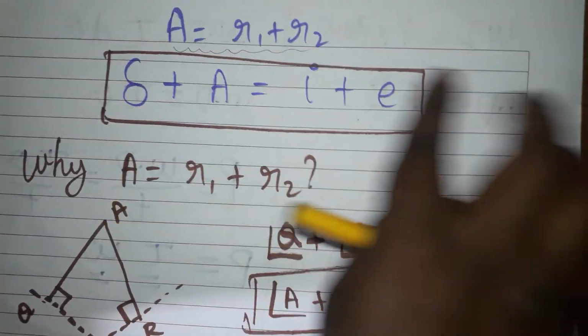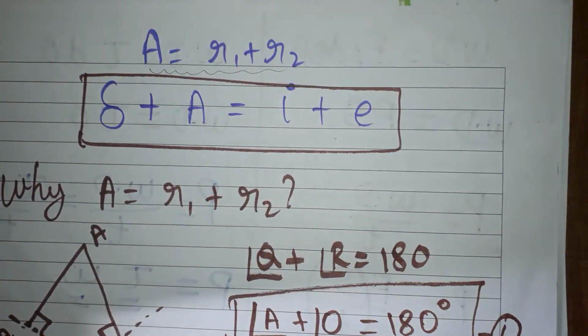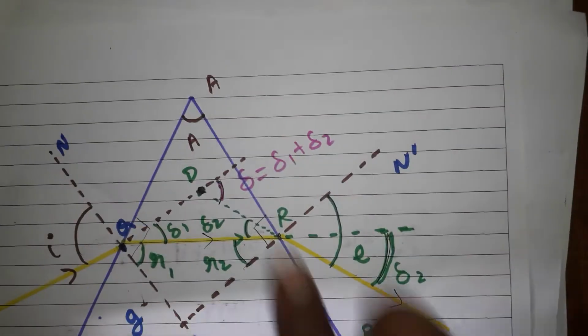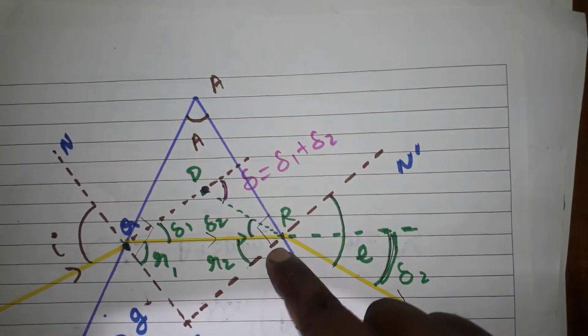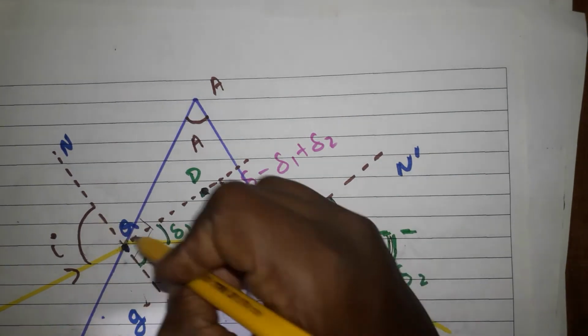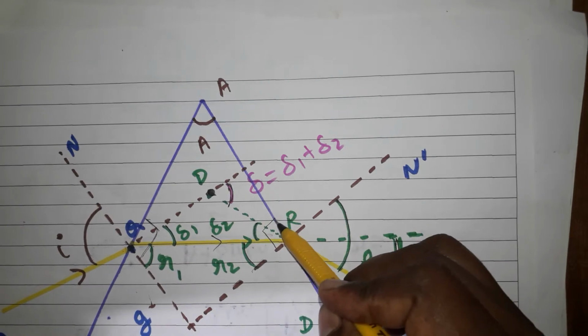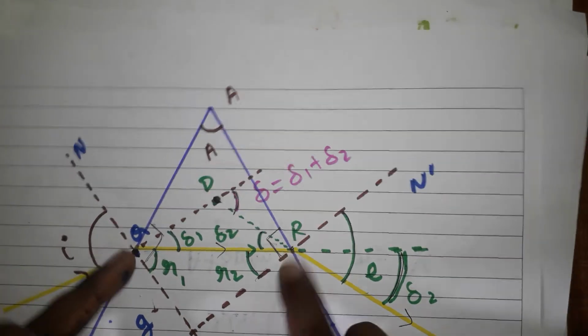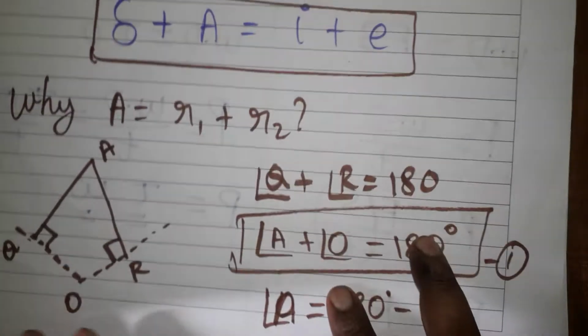Why should I take A as R1 plus R2? Again, we have to look at the diagram. Why is A equal to R1 plus R2? See here, I take A, Q, O, R. It is going to be like a rectangle. Because of the normals, these are 90 degrees, 90 degrees. Q plus R is going to be 180 degrees, because it looks like a rectangle.